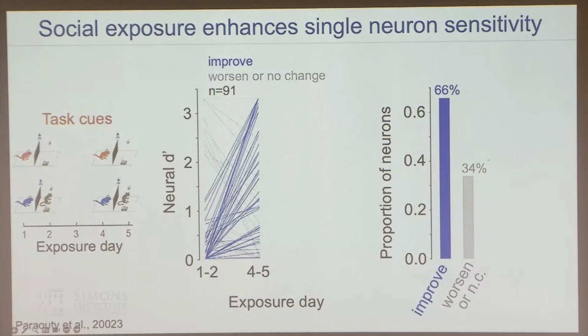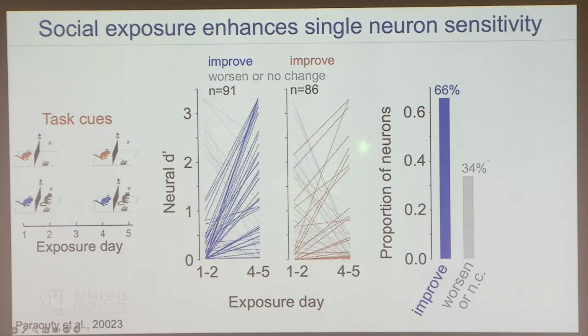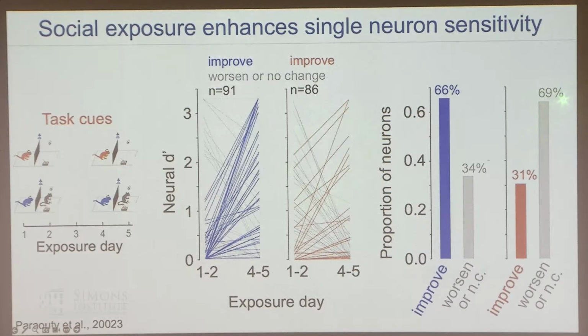And the task cue animals also had a bit of a change, but it was in the opposite direction. It was sort of a reversal. So 2/3 got worse or showed no change, and only 1/3 improved. So the neural finding in this case is somewhat in line with the behavioral finding, and we think largely explains it. So I think I'm going to stop here to see if there's any other questions.